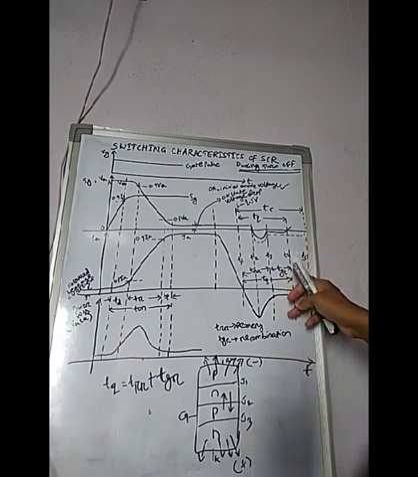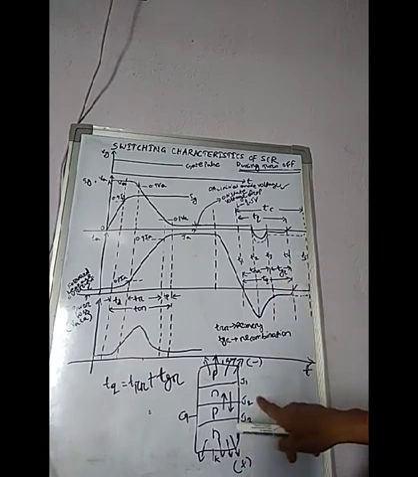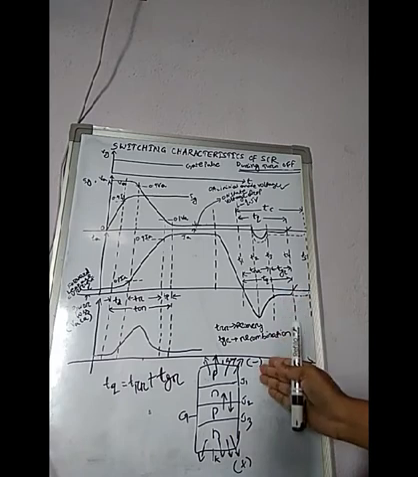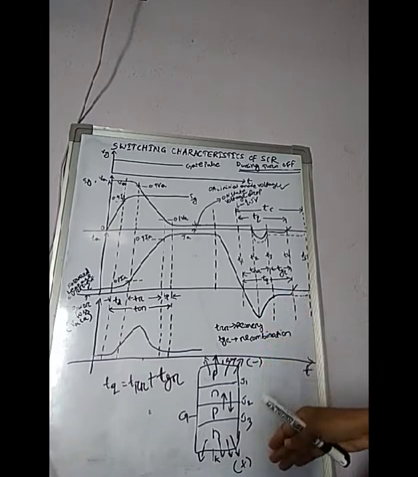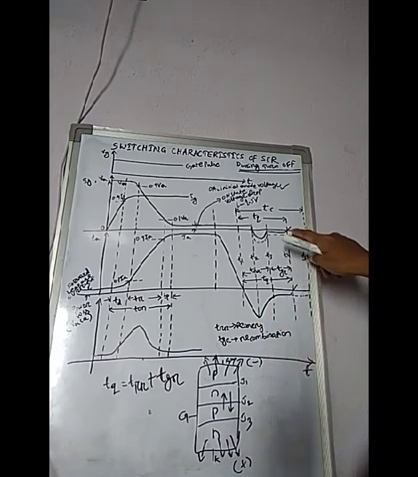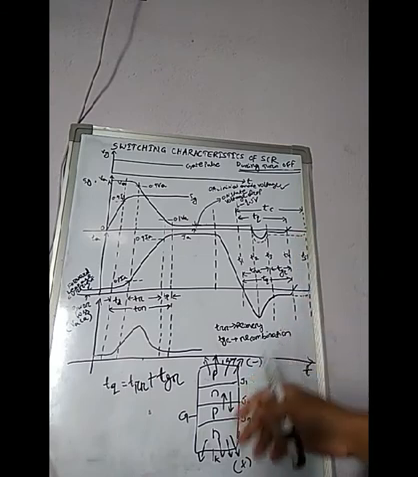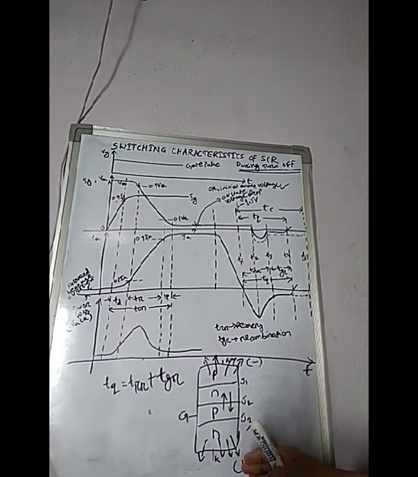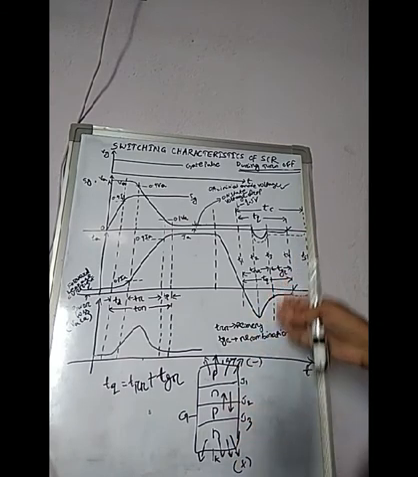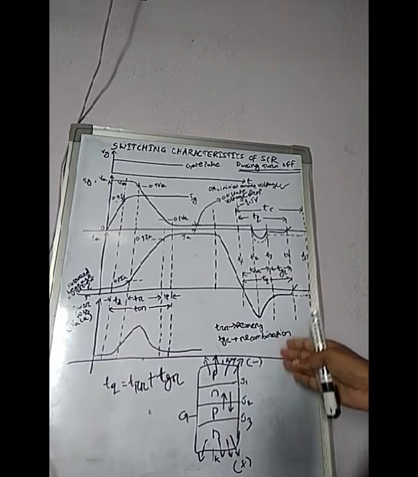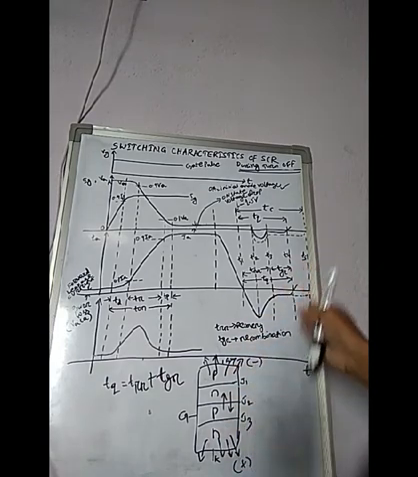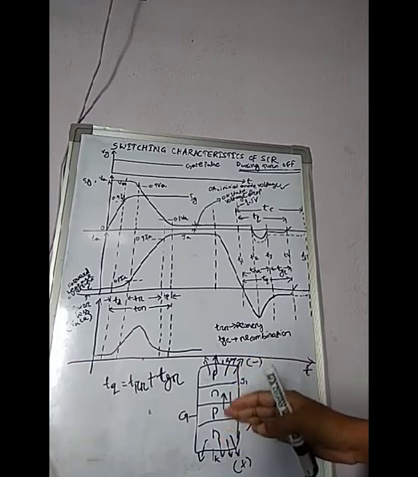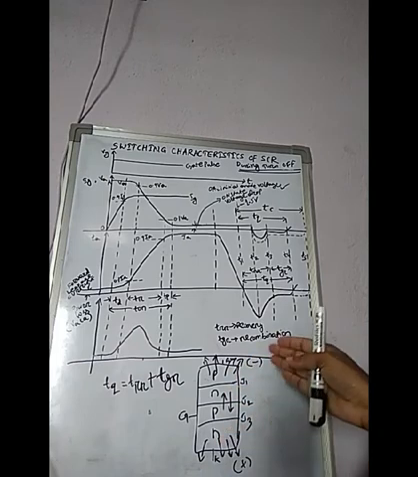At T4 the J2 junction is also recovered, and now if we apply forward voltage across anode and cathode, then you see the voltage rising in the positive direction. That means at this instant, if we apply forward voltage across the thyristor, this voltage is blocked by the SCR, and the SCR is in the forward blocking state.